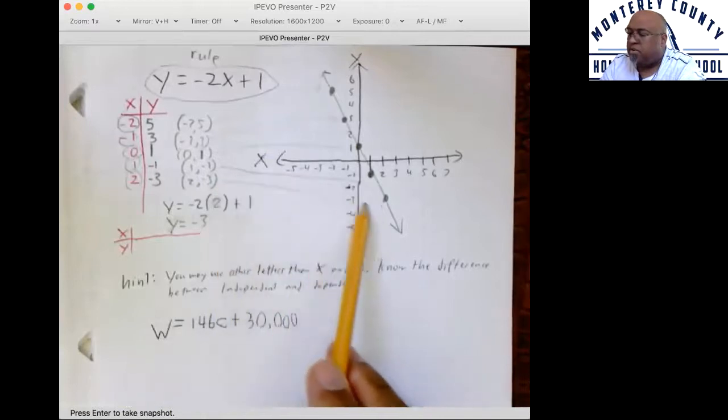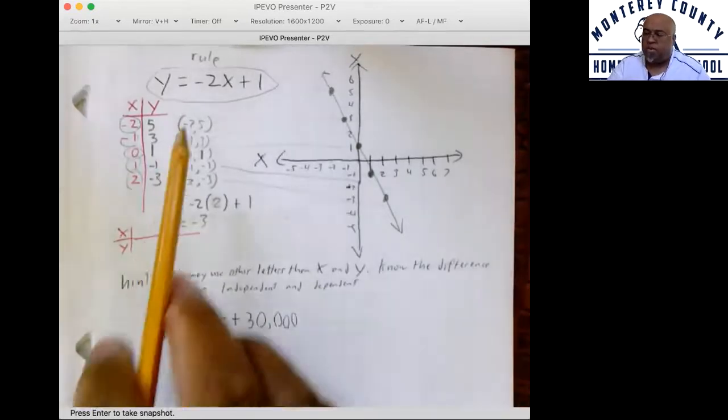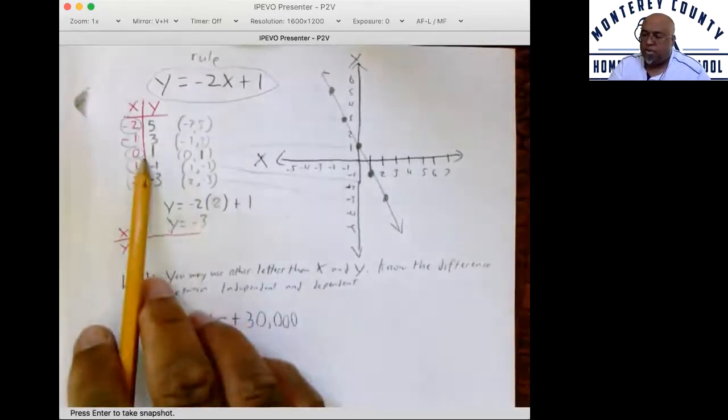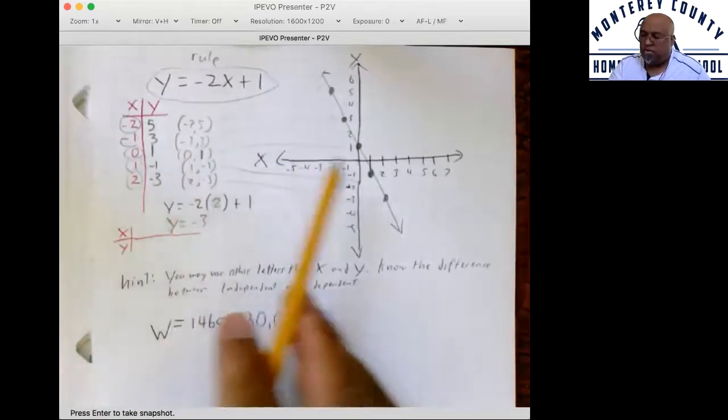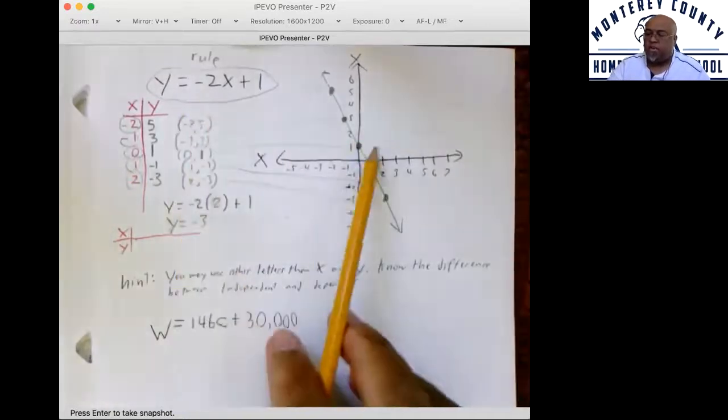Now I'm just using these light colored lines just to show the connection between the equation, to the table, to the ordered pairs, to the graph. Okay, so that was the thing that I really wanted to establish. How do you get from this to this?